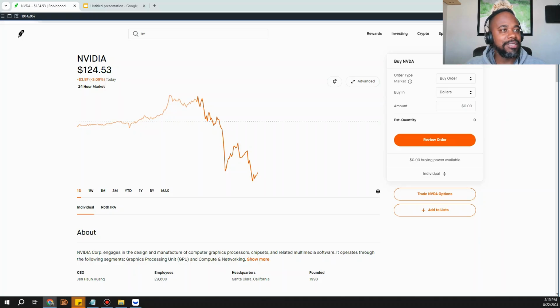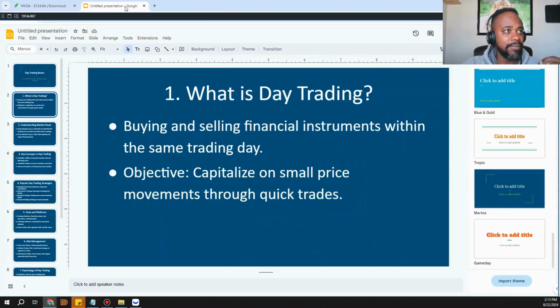For illustration purposes today, we are going to be utilizing Robinhood. Robinhood is one of the easiest platforms you can use in order to invest or trade stocks. So we're going to be using that, but let's look into what I need to tell you for today. In simple terms, we're going to talk about what is day trading, and we're going to expand on that, and then we're going to do illustrations in Robinhood, okay?